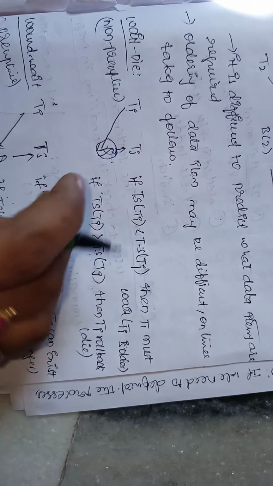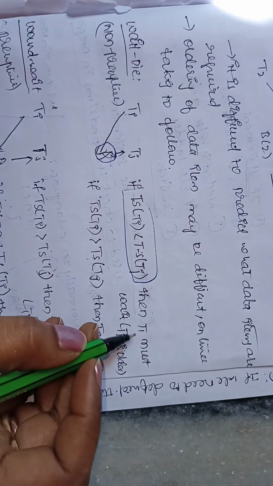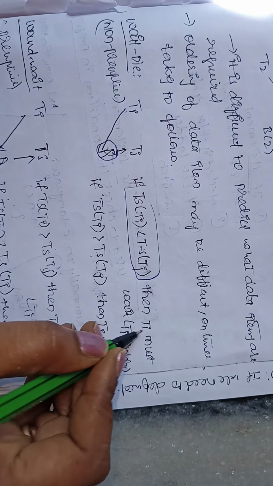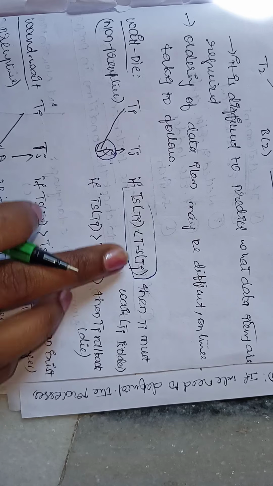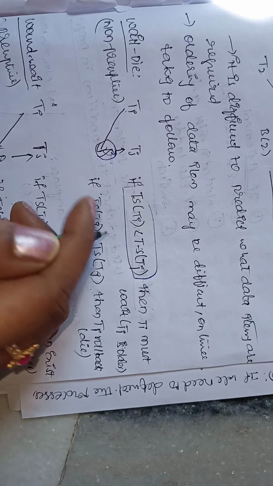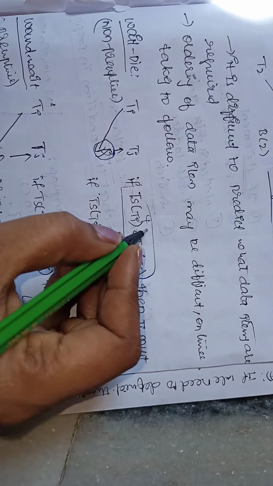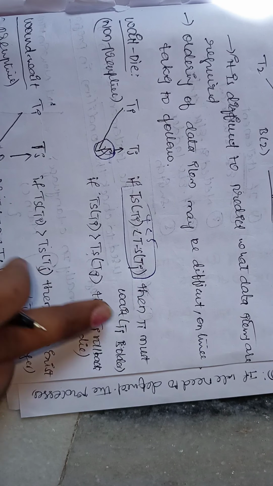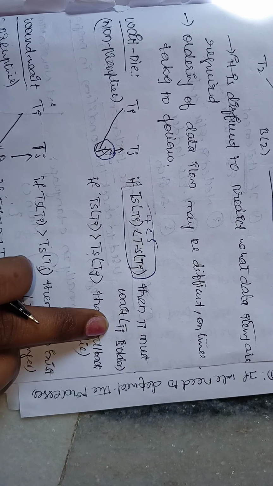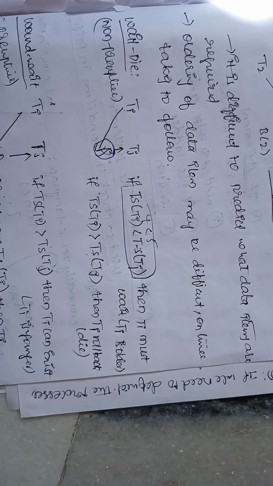In that situation, TI must wait until TJ releases the lock. Suppose one is 4 seconds and the other is 5 seconds. 4 is less than 5 seconds, so TI must wait because TI is the older. Okay, clear all of you?